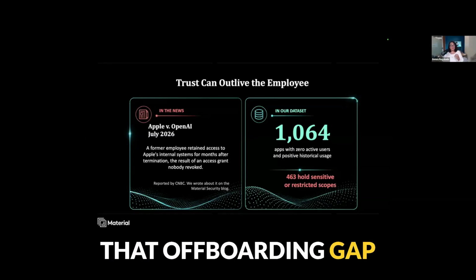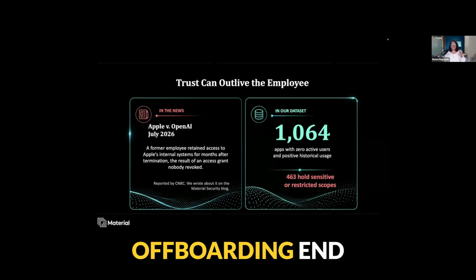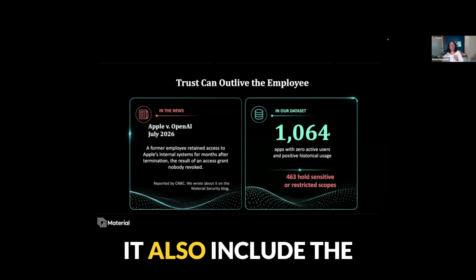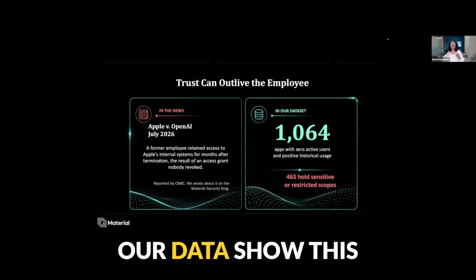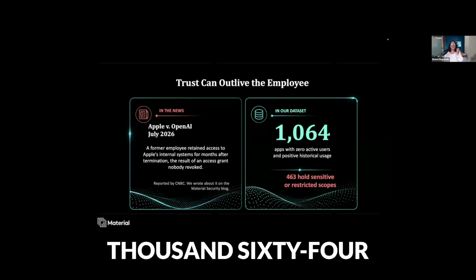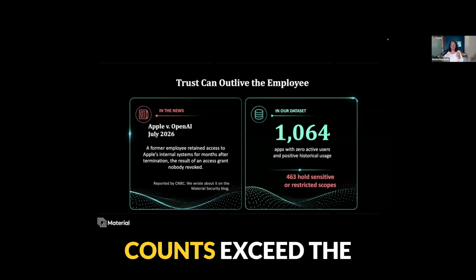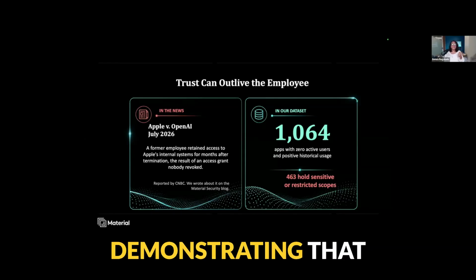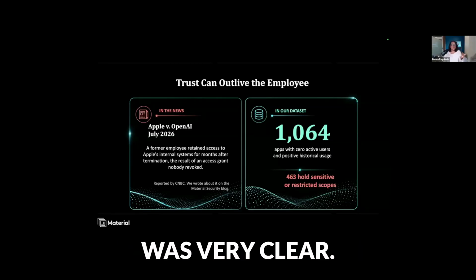That offboarding gap raised an important question. Does offboarding end when an account is disabled? Or should it also include the trust decision that employee made? Our data showed this isn't an isolated case. We identified 1,064 applications where historical authorization counts exceed the current number of authorized accounts, demonstrating that the same challenge exists at scale. For me, the takeaway was very clear.